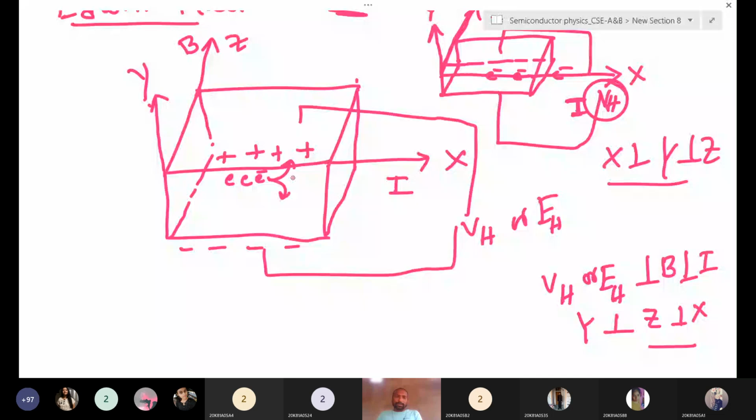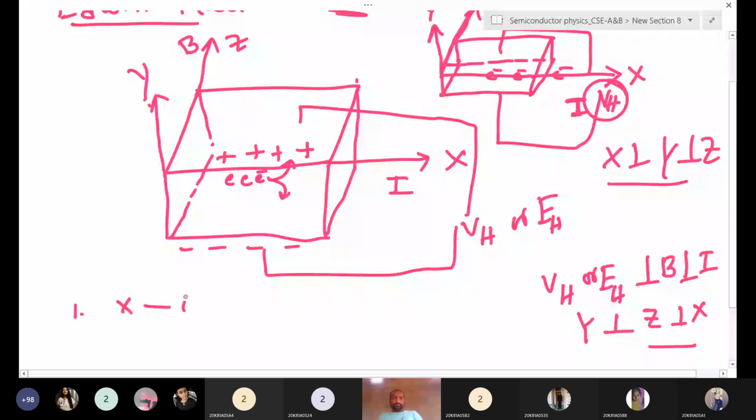So along the x direction, some current is flowing in a semiconductor. That is okay. First point: along the x direction, current is flowing. Along the y direction, some magnetic field is applied. Because of this magnetic field, there is a magnetic force.